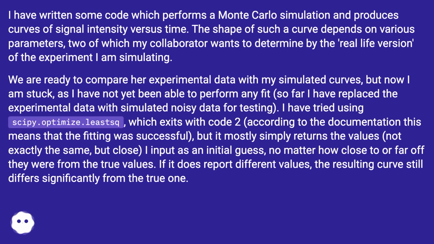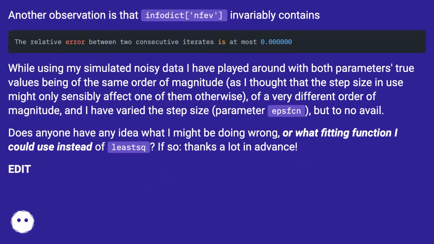So far I have replaced the experimental data with simulated noisy data for testing. I have tried using scipy.optimize.leastsq, which exits with code 2. According to the documentation, this means that the fitting was successful, but it mostly simply returns the values, not exactly the same, but close, that I input as an initial guess, no matter how close to or far off they were from the true values. If it does report different values, the resulting curve still differs significantly from the true one. Another observation is that infodict, nfev, invariably contains the same value.